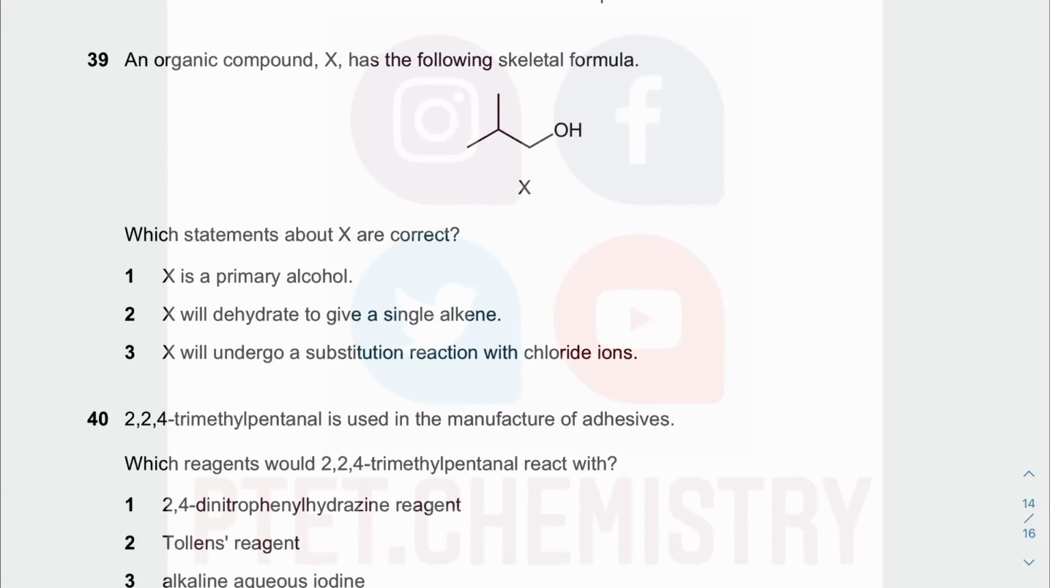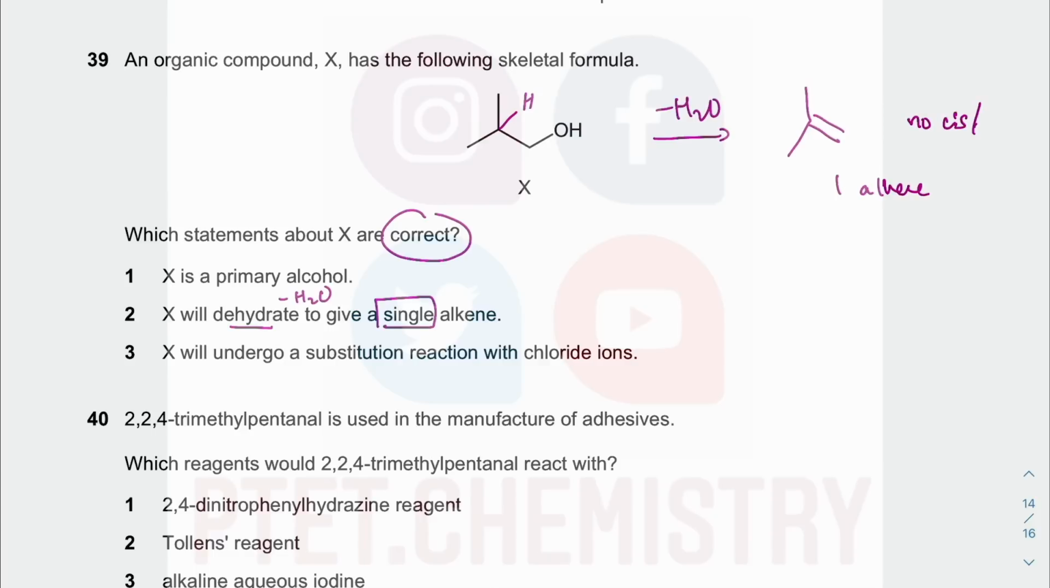Question 39. So you have an organic compound with this skeletal formula. You want to know which one is correct. X will dehydrate, so that's minus H2O, to a single alkene. Well, this is the OH, we need to remove the H from the next carbon. The next carbon only has one hydrogen. So when you remove H2O, there's only one option for you. There's only one alkene because no cis or trans, and also no other neighboring carbon with a hydrogen. So 2 is correct.